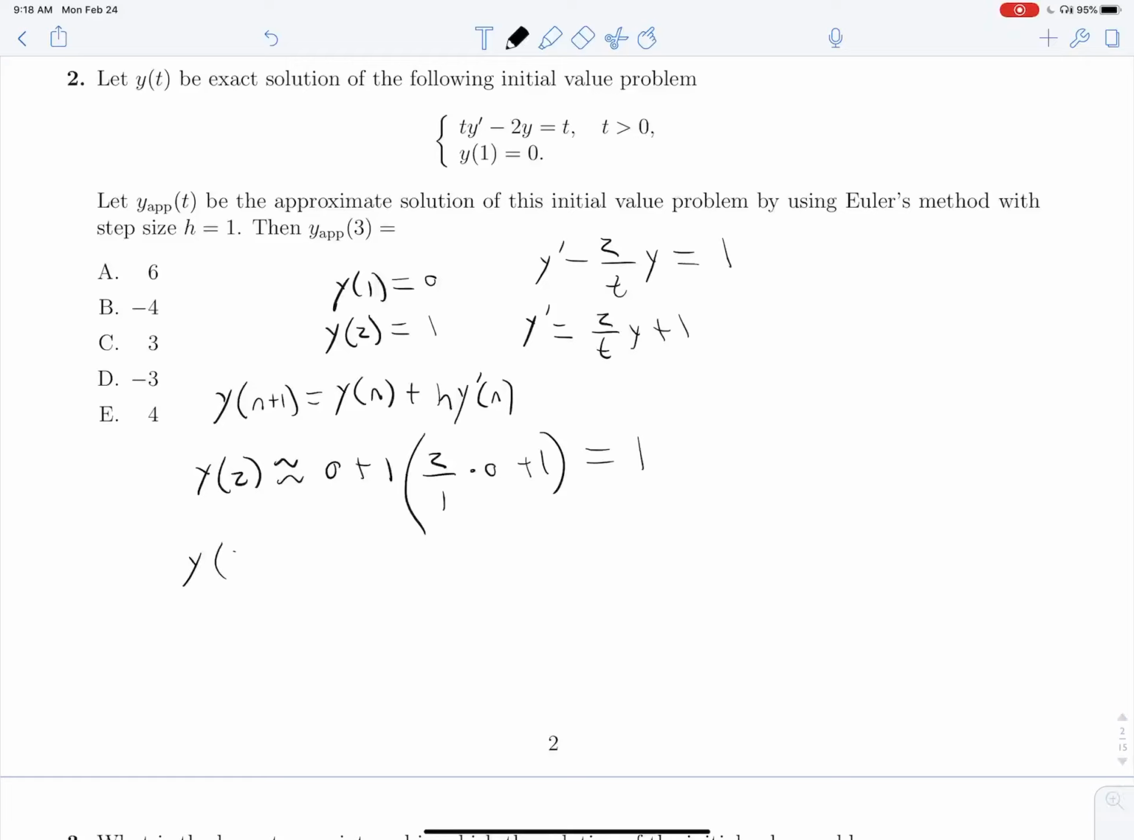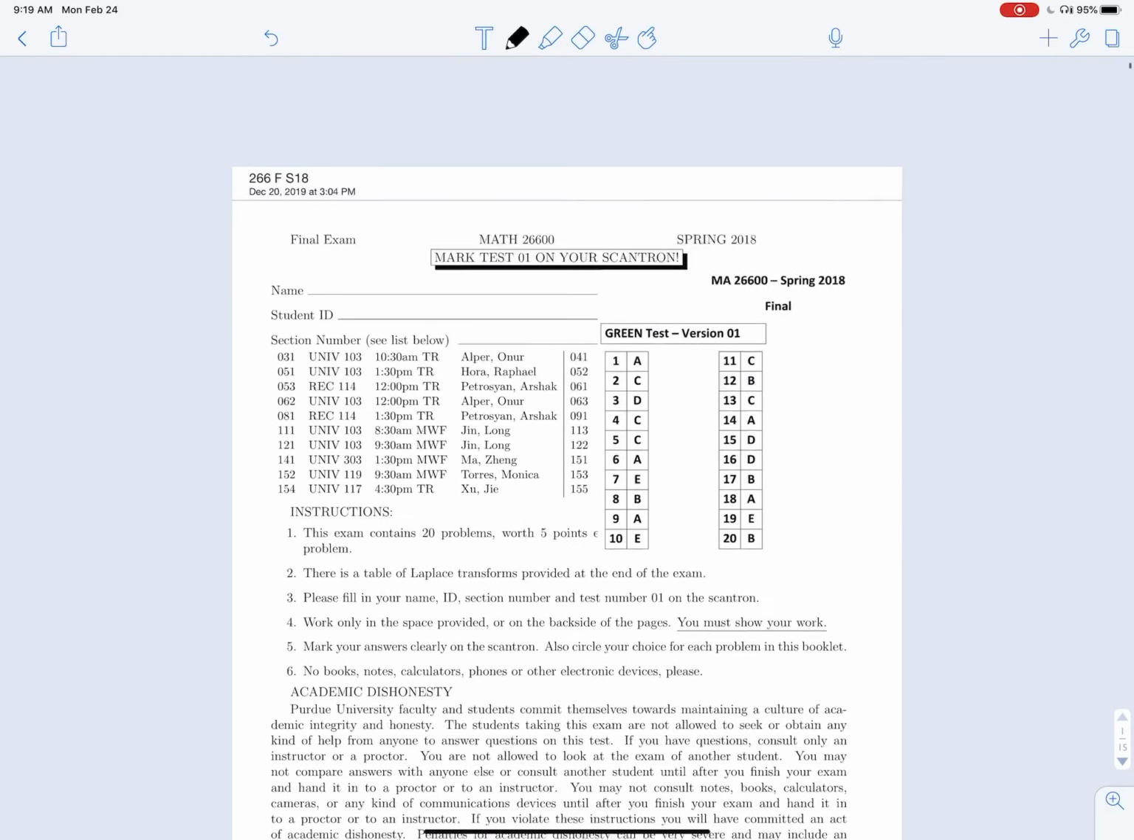That lets us approximate y at 3 in exactly the same way. That's going to be equal to y at 2, which was 1, plus our step size, which is 1, I won't even write it out, times 2 over t. Our t value for our previous step was 2, times our y value for our previous step, which was 1, plus 1, and that's equal to 1 plus 2, or 3. So 2 is C.